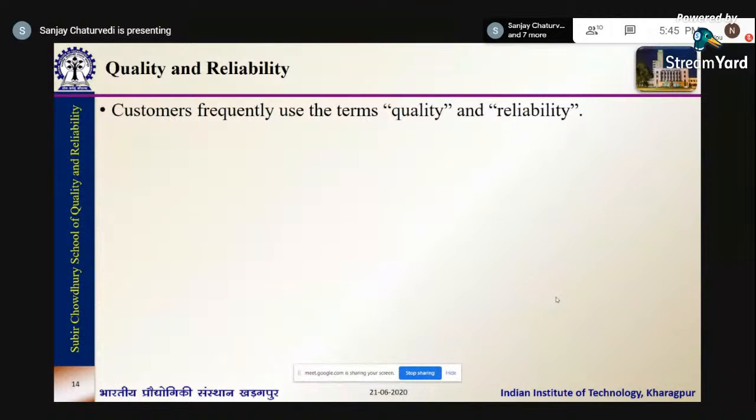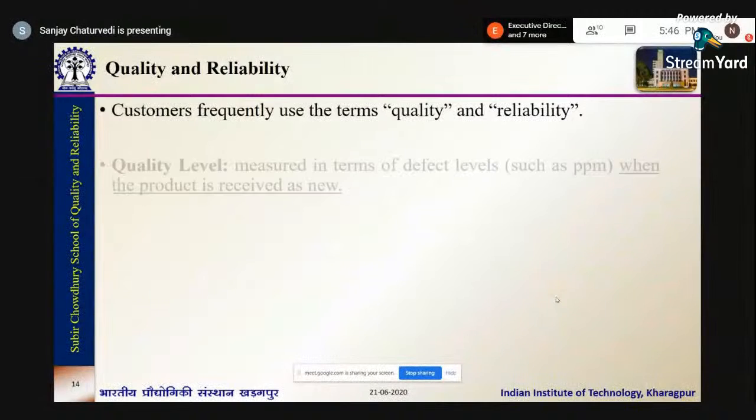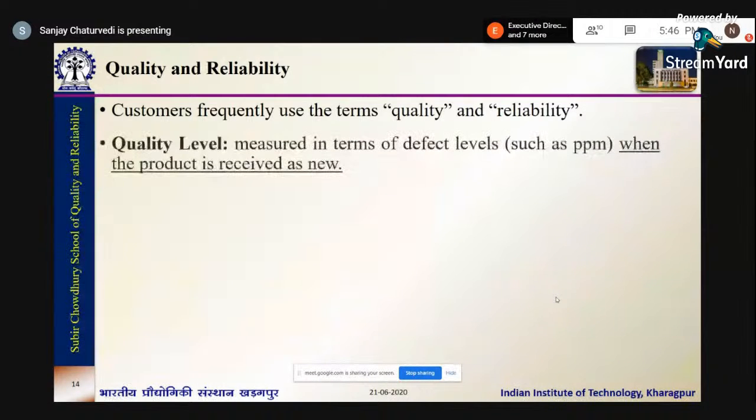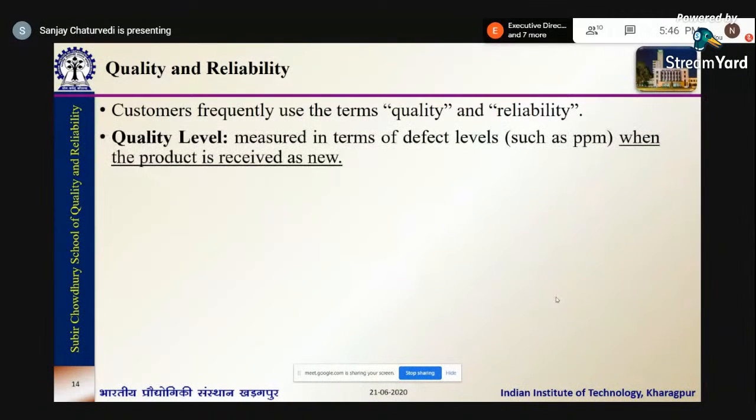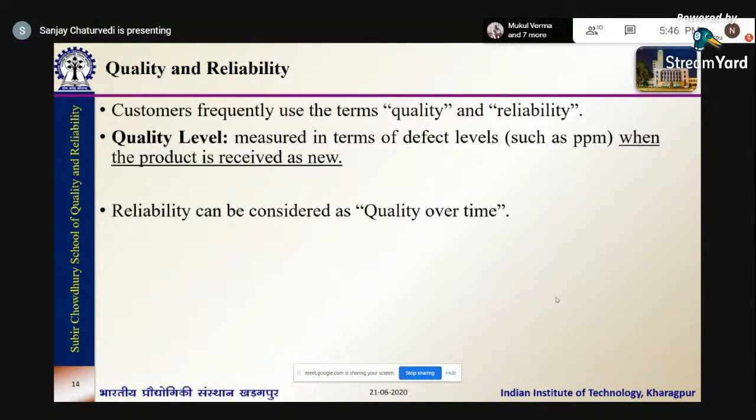So quality and reliability, briefly. I'll say the customer frequently uses the terms quality and reliability, and this is one of the points where one should understand what the customer means by quality or reliability, because people vaguely use these terms. Quality is generally measured in terms of different levels such as ppm, whereas reliability, if you see that, this quality becomes one kind of static.